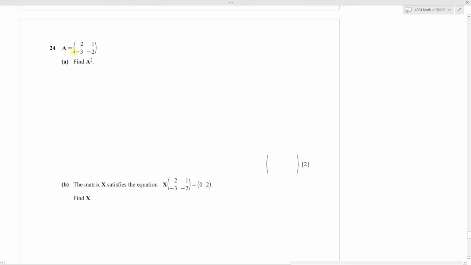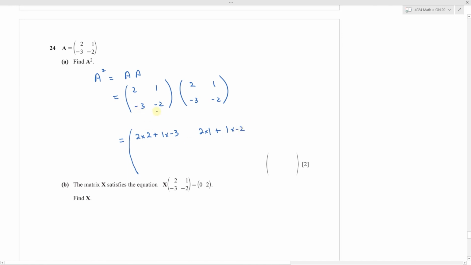Question number 24, you're given a matrix A. Find A square. So A square will be A times A. So A is 2, 1, minus 3, minus 2, and then again 2, 1, minus 3, minus 2. So I'll multiply this first row with this first column. So 2 will be multiplied by 2 plus 1 multiplied by minus 3. And then first row, second column, 2 times 1 is 2 plus 1 times minus 2.